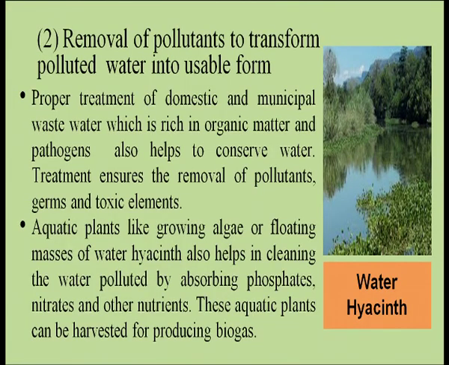Next is removal of pollutants to transform the polluted water into utilizable form. Proper treatment of domestic and municipal wastewater, which is rich in organic matter and pathogens, also helps to conserve water. Proper water treatment ensures the removal of pollution, germs, toxic elements. Aquatic plants like water hyacinth, etc. also help towards this aspect. They absorb pollutants like phosphates and thereby make the water usable. These aquatic plants can be harvested later for producing biogas.